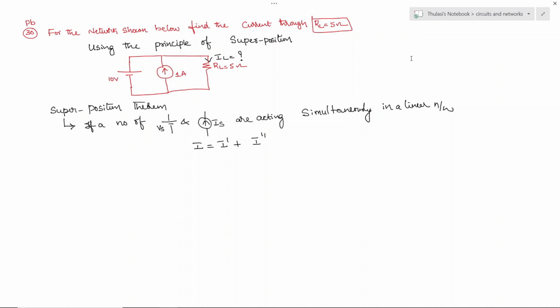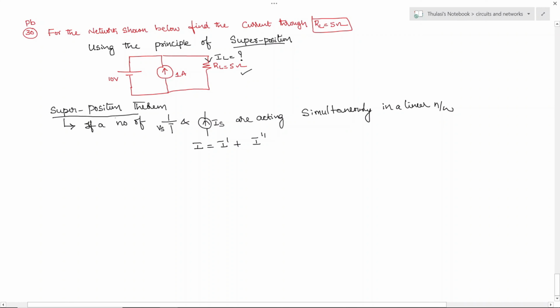So today we are going to solve problem number 30. The question asked is, for the given network, find the current through the 5 ohm resistor by using the principle of superposition. So this is very simple to understand. Before applying the principle of superposition, let's try to understand the concept of the superposition theorem.